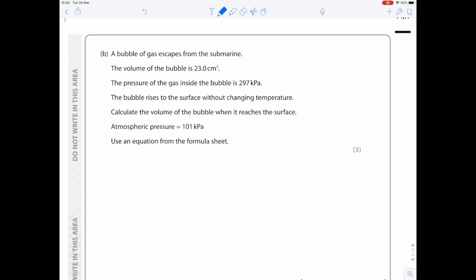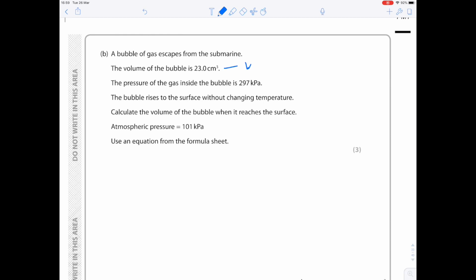B. A bubble of gas escapes from the submarine. The volume of the bubble is 23 centimeters cubed. The pressure of the gas inside the bubble is 297 kPa. The bubble rises to the surface without changing temperature. Calculate the volume of the bubble when it reaches the surface. Atmospheric pressure is 101 kPa. Use an equation from the formula sheet.